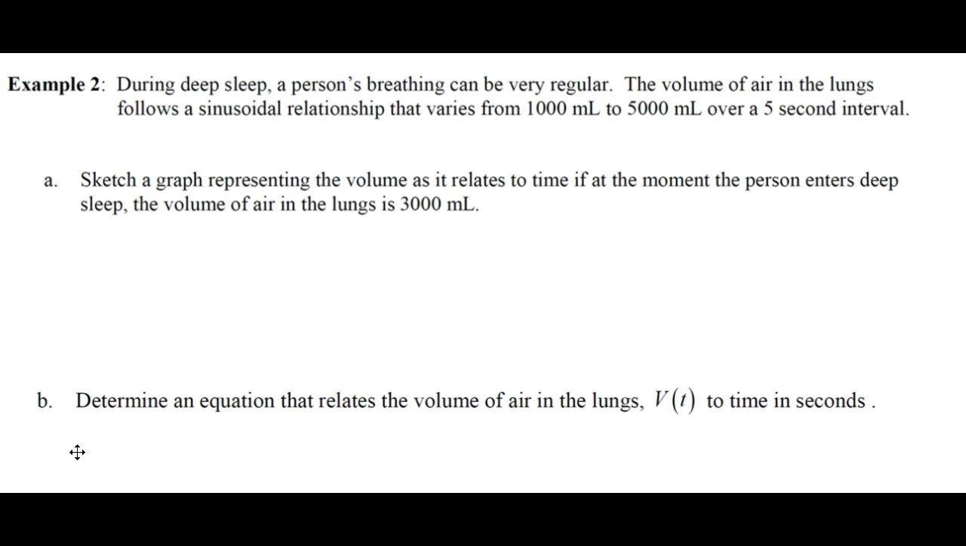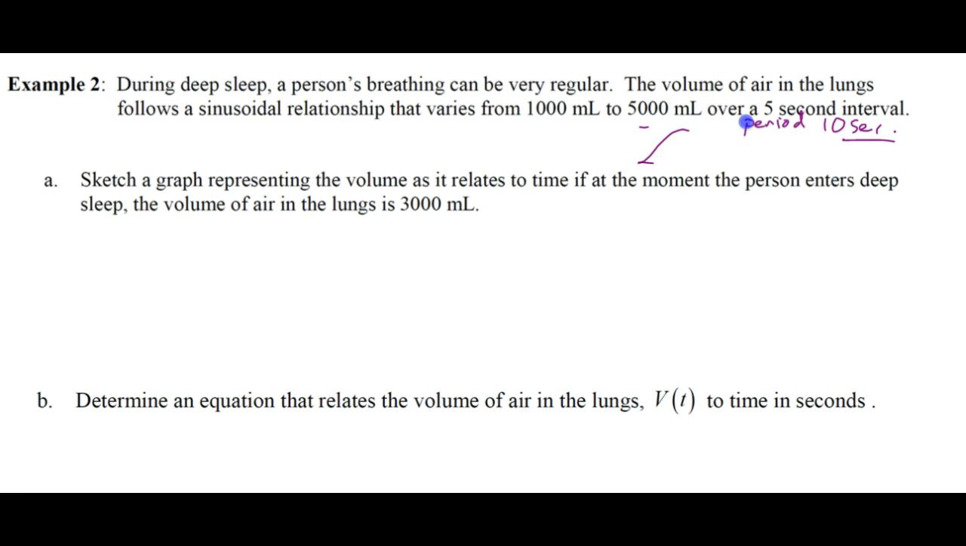During deep sleep, a person's breathing can be very irregular. The volume of air in the lungs follows a sinusoidal relationship that varies from 1,000 milliliters to 5,000 milliliters over a 5-second interval. So what's the period? 10 seconds. If it goes from 1,000 to 5,000, we're talking half a period, right? So the period is 10 seconds. Okay, it's always good to figure out.